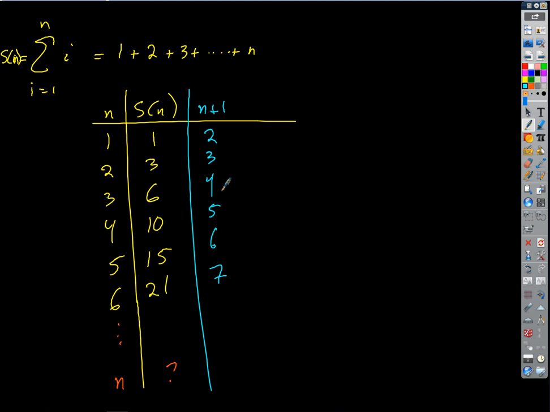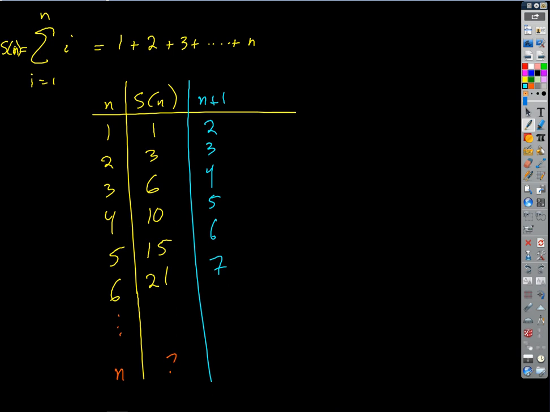If I take the product of these two numbers divided by 2, I always get that number. Everybody see that? 1 times 2 divided by 2 is 1. 2 times 3 divided by 2 is 3. 3 times 4 divided by 2 is 6. 4 times 5 divided by 2 is 10, etc. Okay, so then we can make a prediction.